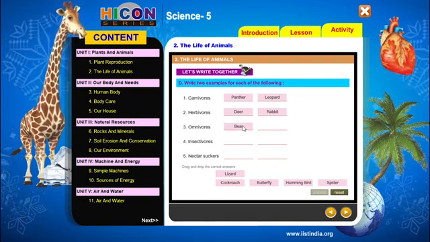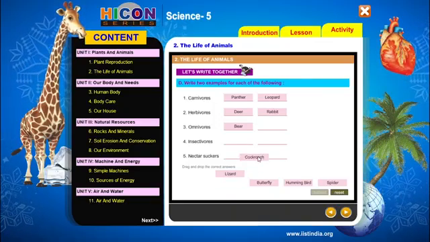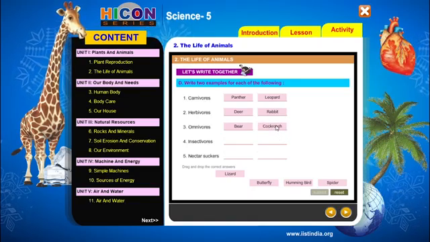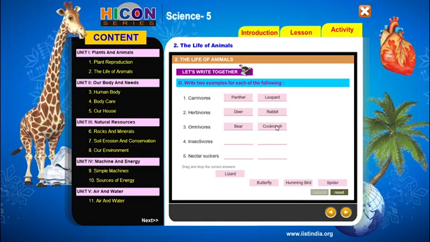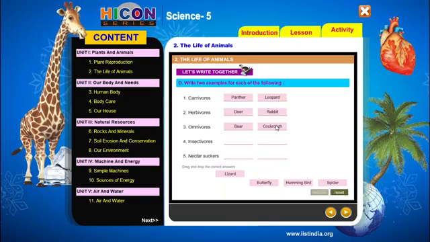The next example for omnivores is cockroach. Cockroach can eat both plants and flesh. So write cockroach as an example for omnivores. So children, these two are examples for omnivores, bear and cockroach. Next, see the fourth one, insectivores. So which are insectivores?